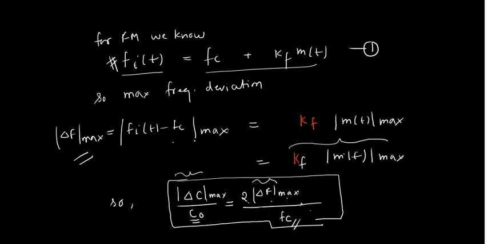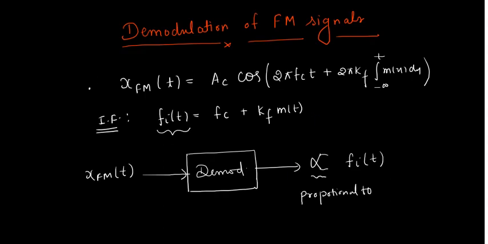So the maximum change in the capacitance would depend on the maximum frequency deviation which we want in our FM signal. That is why we were studying the max capacitance deviation, in order to show you that the max deviation in capacitance will change if the maximum frequency deviation of your FM signal changes. So next we will study the demodulation of the FM signal.